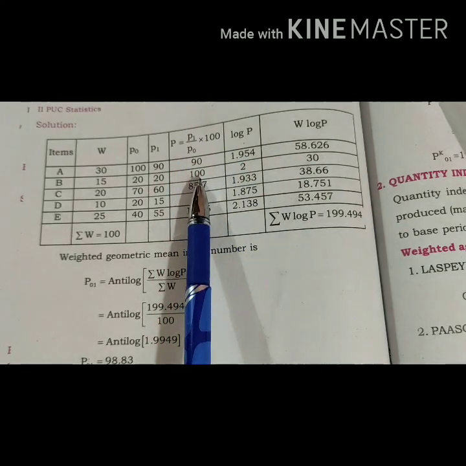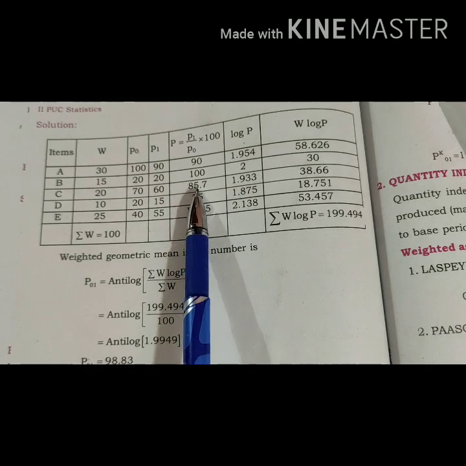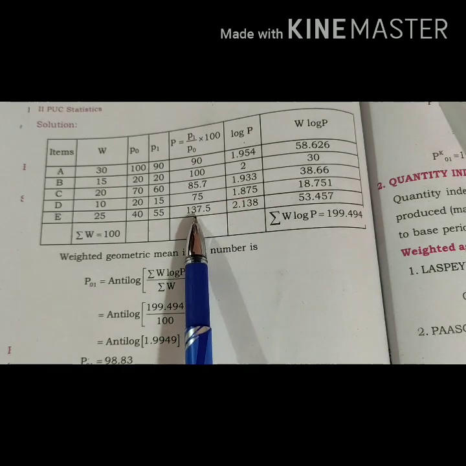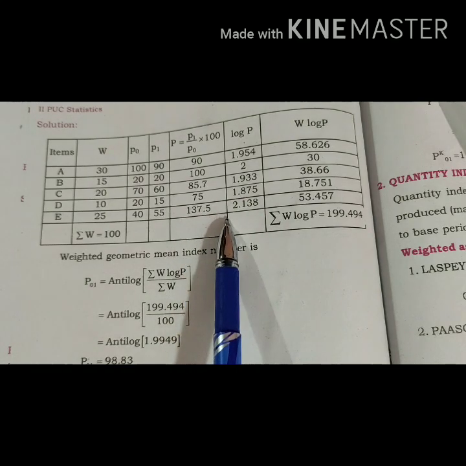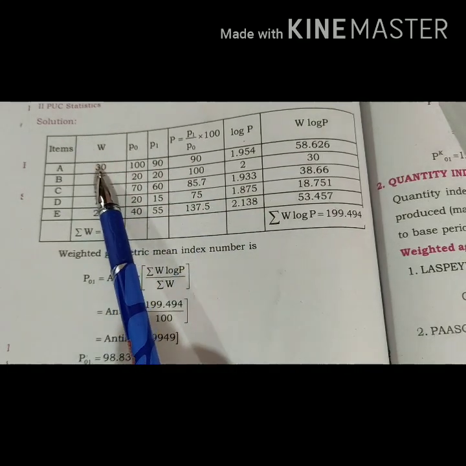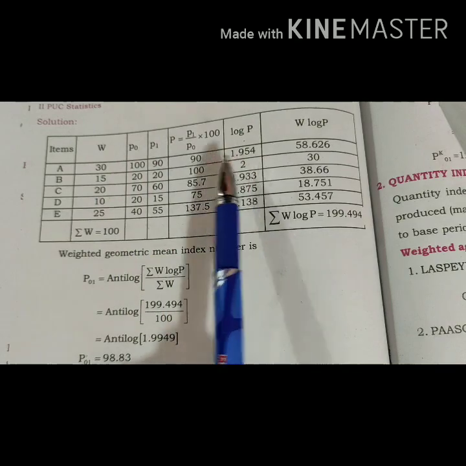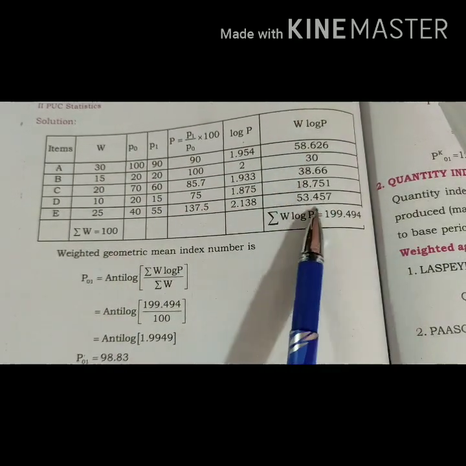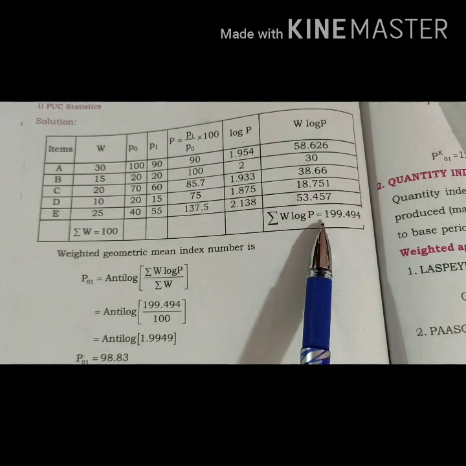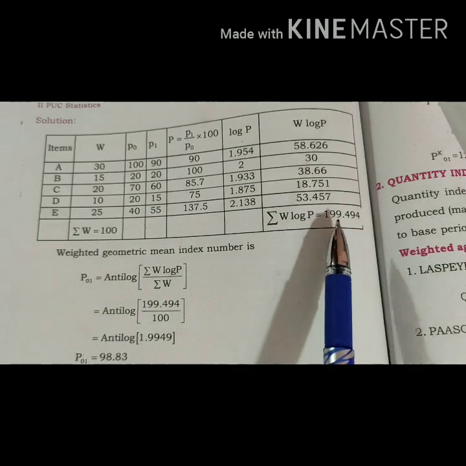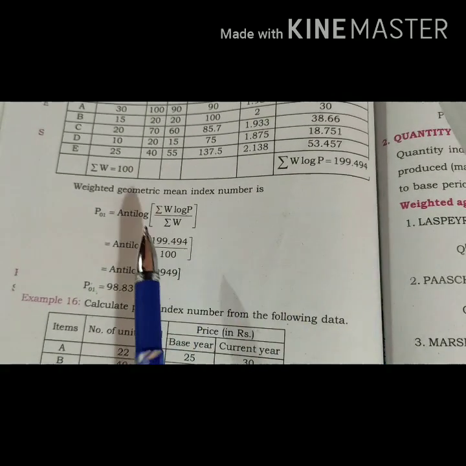Logarithm of 100 is 2. Logarithm of 85.7 is 1.933. Logarithm of 75 is 1.875. Logarithm of 137.5 is 2.138. Next, multiply these weights W into log P. W into log P will give these values. Then add all these, you will get sigma W into log P, which is equal to 199.494.